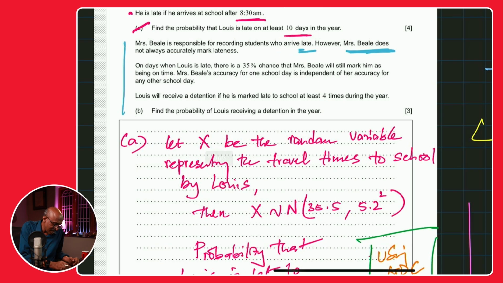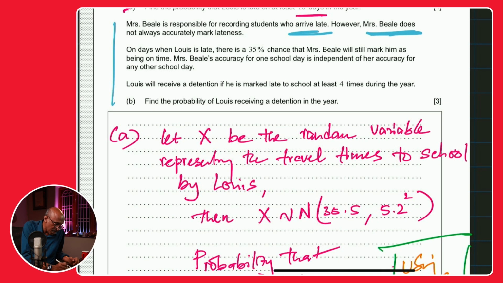On days when Louis is late, there is a 35% chance that Mrs. Beale will still mark him as being on time. That means there's a 35% chance that when Louis is late, he's going to be marked present, not as late. So understand what's going on: 35% chance that he's still going to be marked as present even though he was late. Mrs. Beale's accuracy for one school day is independent of her accuracy of marking the other day. The same idea, that the chances are going to remain consistent every other day.